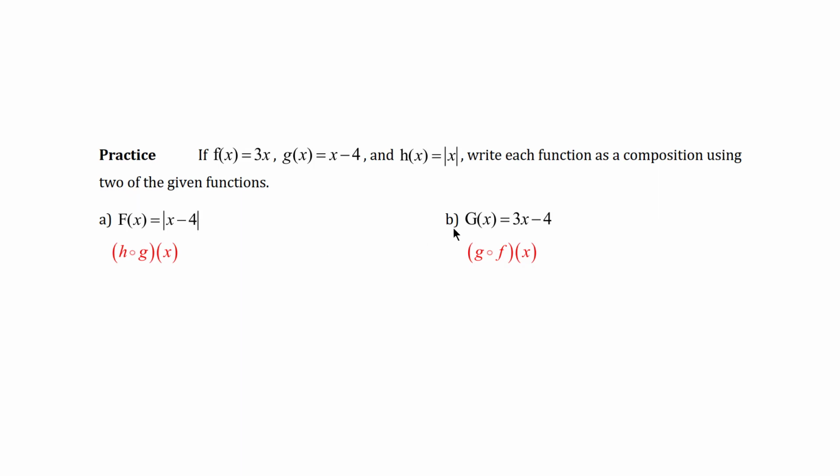For part B, the answer is g composed of f of x. If we take the function f of x, which is 3x, and substitute that in for x in the function g, we get 3x minus 4, which is the function capital G of x.